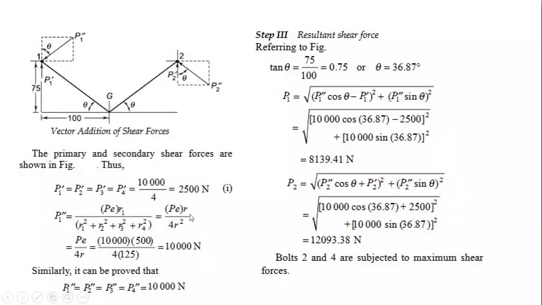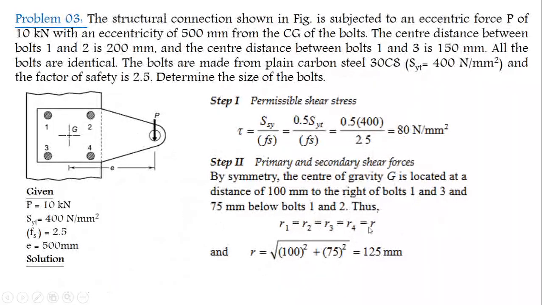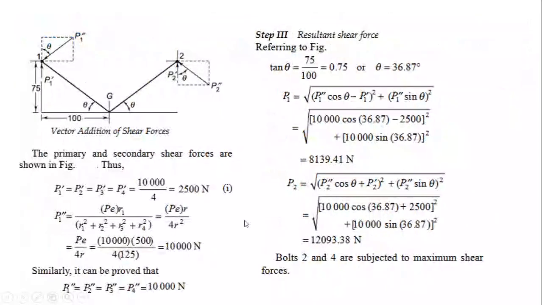Now here R1, R2, R3, R4 are equal distance, so you can take it as R. Here R1, R2, R3 are taken as R. So 4R squared. Here 1 R, here 1 R, this will be cancelled. So we can get PE divided by 4R.